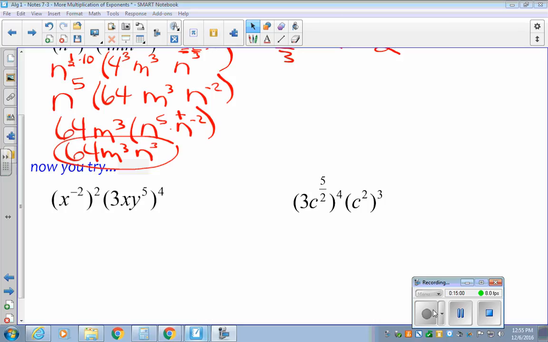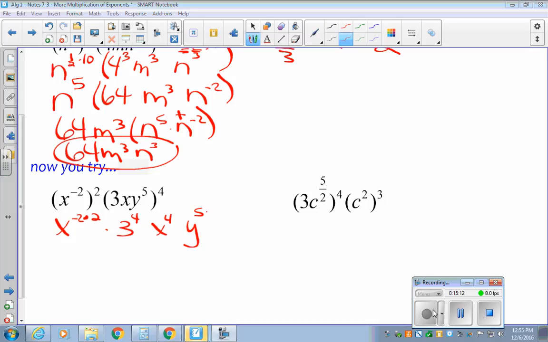So let's do the parentheses first. We're going to multiply the negative 2 by 2. The 3 is going to get the power 4. The x is going to get the power 4. And the y to the 5th is also going to get the power 4, but it's going to be multiplied because it already has an exponent. So let's simplify this out. This is x to the negative 4, 3 to the 4th, x to the 4, and y to the 20.